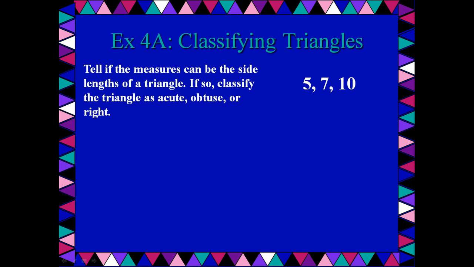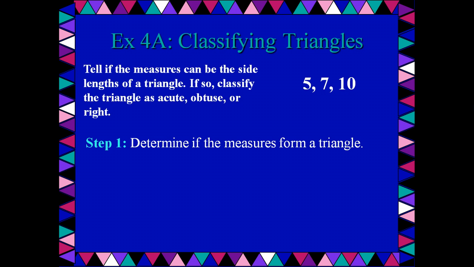Let's look at an example. Tell if the measures can be side lengths of a triangle. If so, classify the triangle as acute, obtuse, or right. Remember that we have the triangle inequality theorem that tells us that if we add two sides together, they have to be greater than the third side in order to be a triangle.